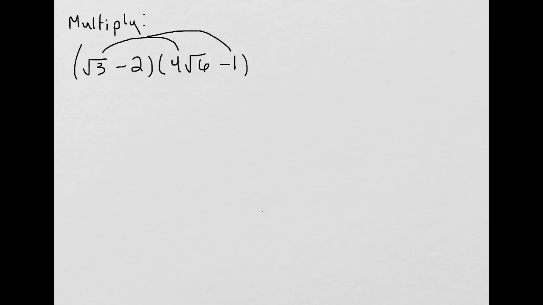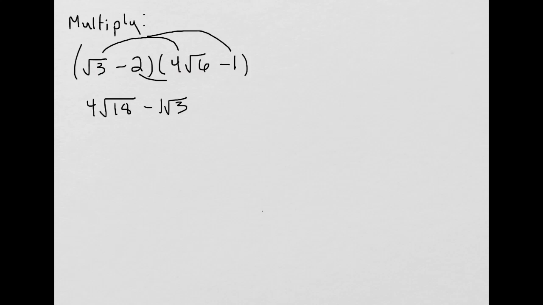So square root of 3 times 4 square root of 6. The way I handle that again is I just multiply the numbers outside the square root. So in this case I just have a 4. And then I multiply the numbers under the square root. So 3 times 6 is 18. Okay, then we got to distribute that root 3 to the next term. So square root of 3 times negative 1. Again, multiply outside numbers with other outside numbers, inside numbers with other inside numbers. So here I end up with minus 1 root 3.